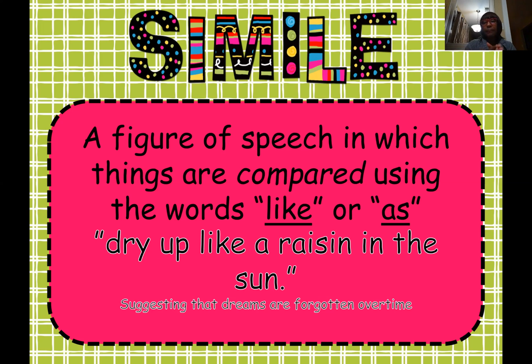So again, this slide talks about simile. It gives a definition, and we know that a simile is a figure of speech in which things are compared using the word like or as. You will see the word like or as in any literature if the author, the poet, decides to use a simile. The simile I wanted to use as an example was dry up like a raisin in the sun by Langston Hughes. In that poem, he's talking about dreams and what happens once you defer them, and he answered that question by saying they dry up like a raisin in the sun.